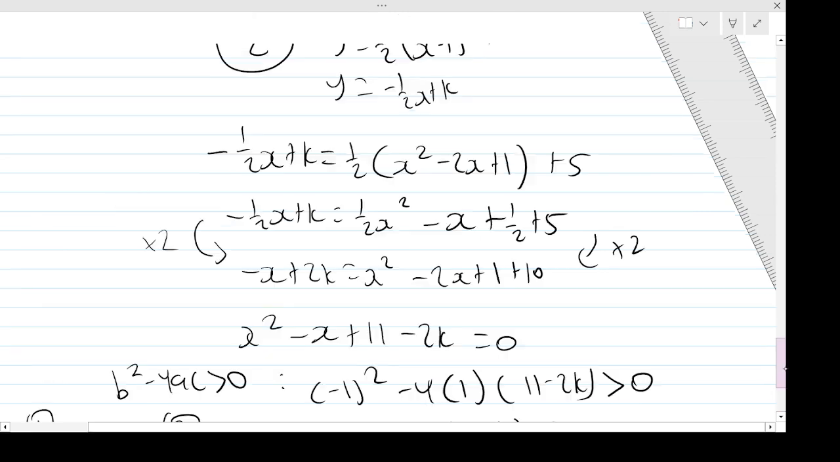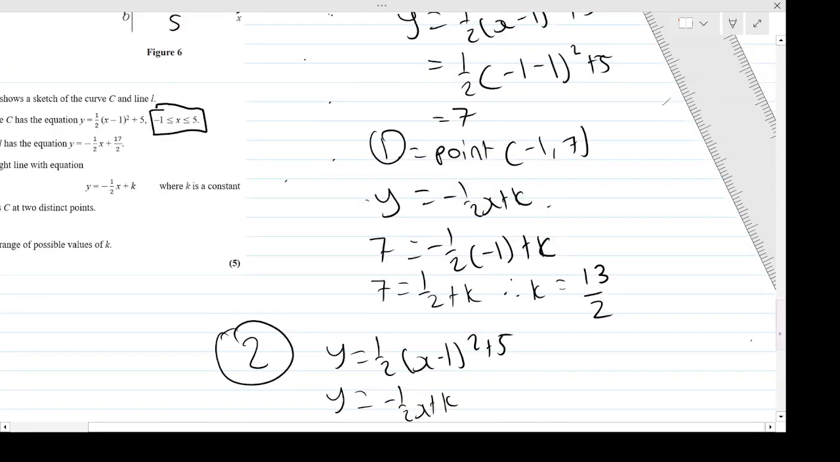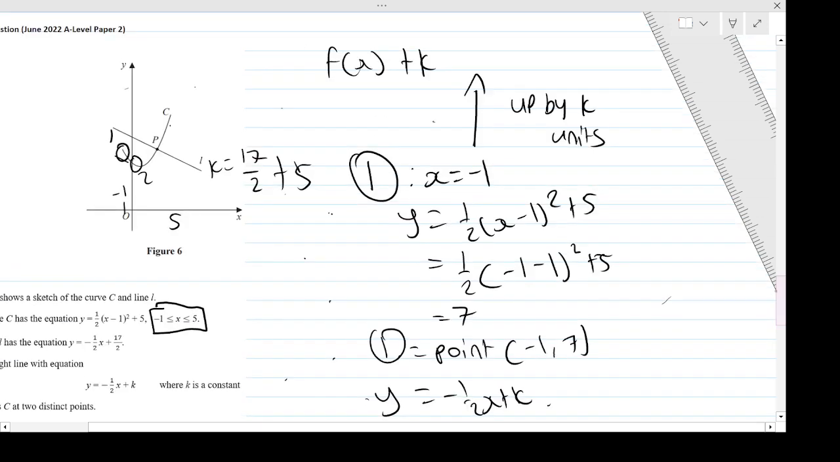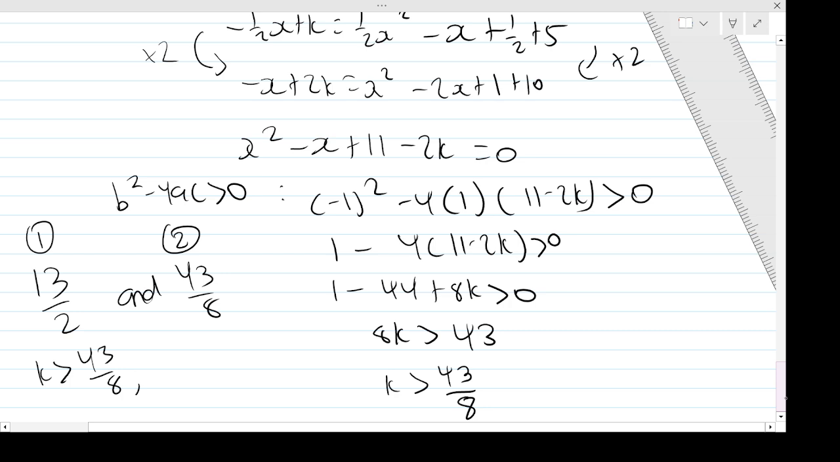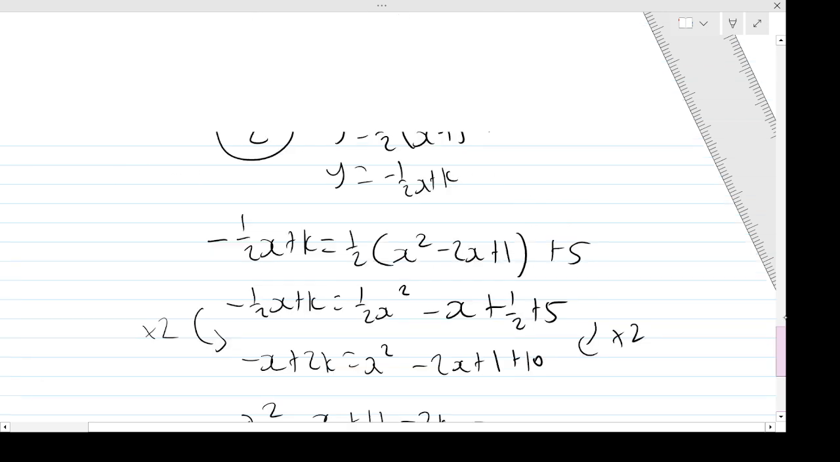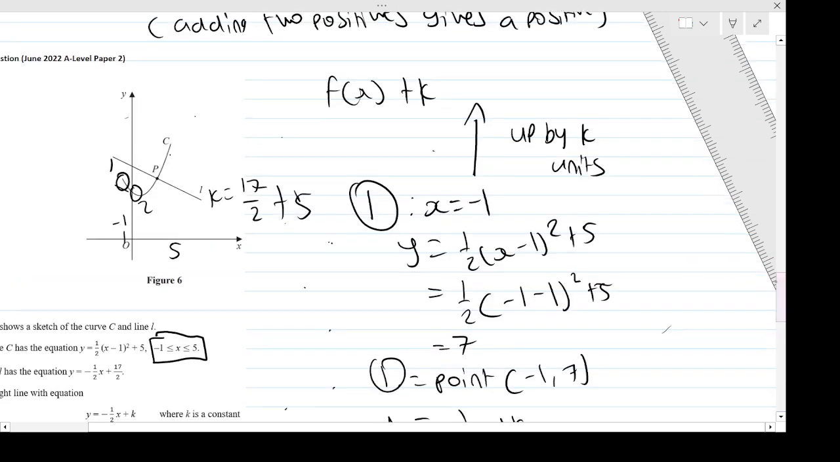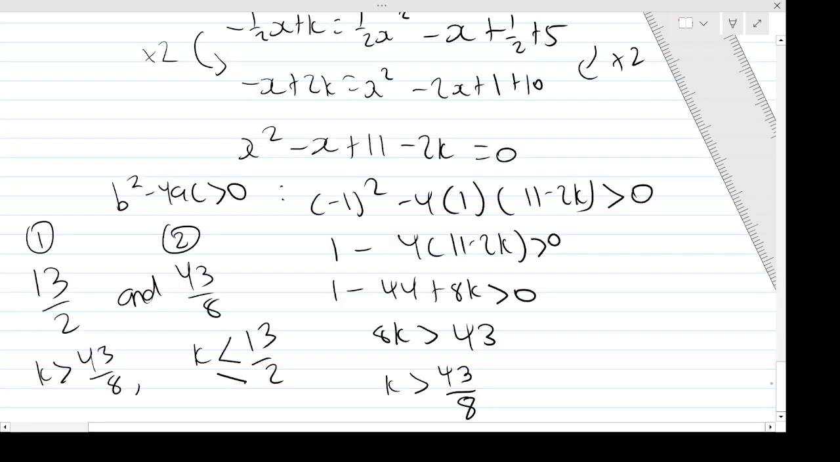Okay, but particularly at point 2, we saw k was greater than 43 over 8. But then at point 1, well, you might think, k has to be, that's the highest value of k. So at point 1, again, the line goes downwards, doesn't it? To then eventually meet point 2. So k has to be less than 13 over 2. But it could be less than or equal to, actually, because remember when k is equal to 13 over 2, that's when it intersects point 1. But at point 1, it also intersects another point here, if you remember. So there's already two intersections at point 1. So k can also be equal to 13 over 2.